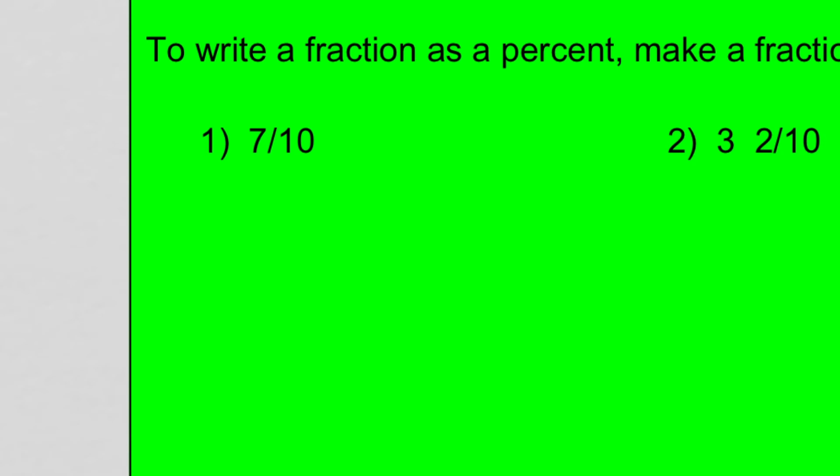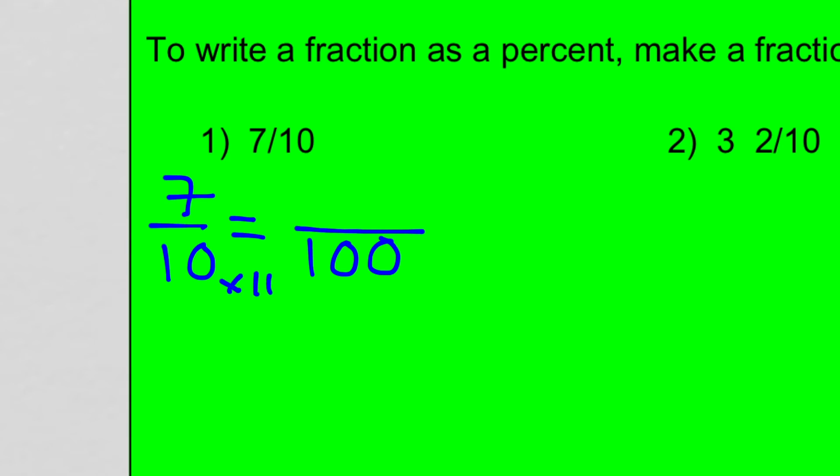First fraction, 7 out of 10. Okay. To make it a percent, make an equivalent out of 100. I can do that by times by 10 times by 10. That gives me 70 out of 100, and that is equal to 70%.